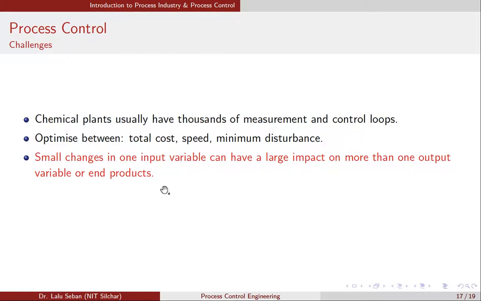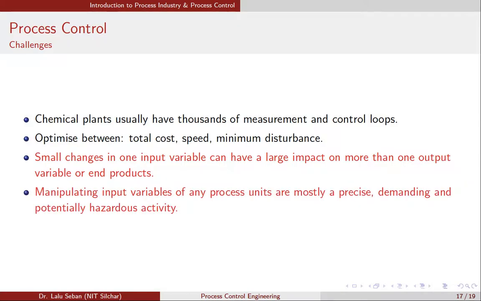Then again, when we change one input, there can be a main impact on one output or on more than one output. So that is also a bigger challenge. So we can conclude that manipulating the input variables of any process unit is mostly a precise, demanding, and potentially hazardous activity.